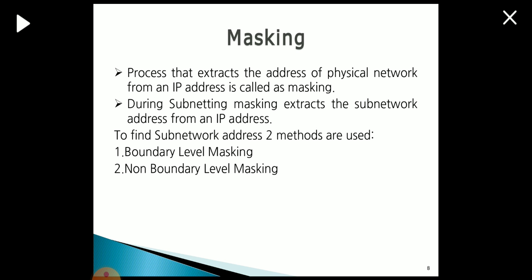Now the next procedure I am going to discuss is masking. Masking is the process that extracts the address of the physical network from an IP address. During subnetting, masking extracts the subnetwork address from an IP address. To find the subnet address, two methods are given: boundary level masking and non-boundary level masking.